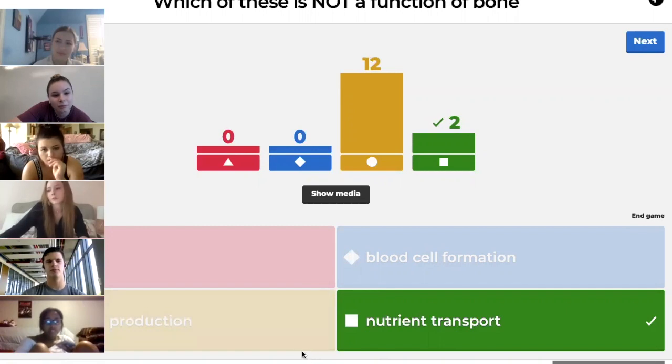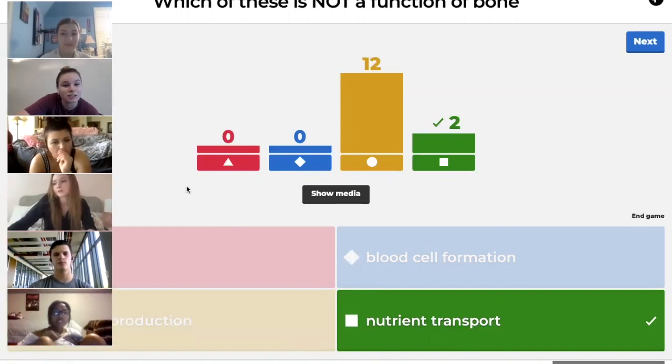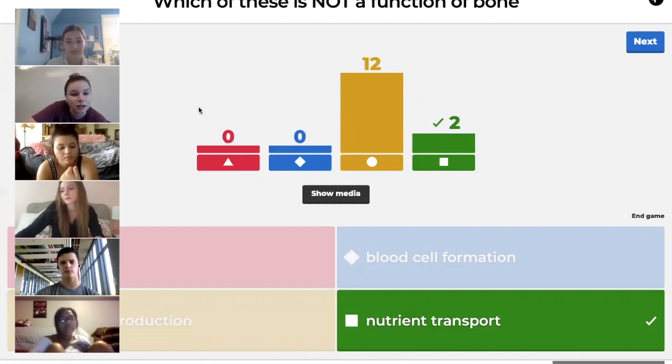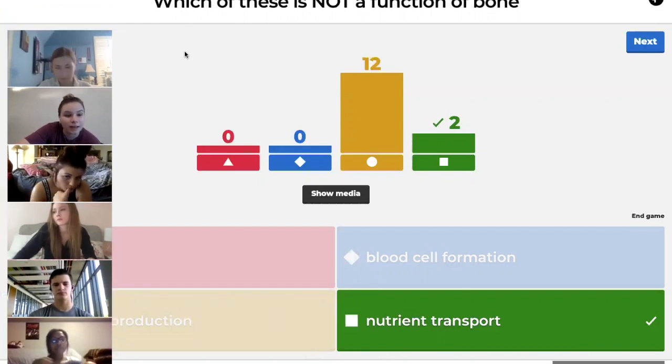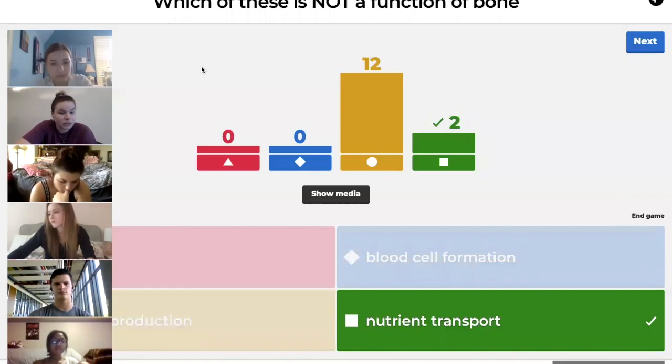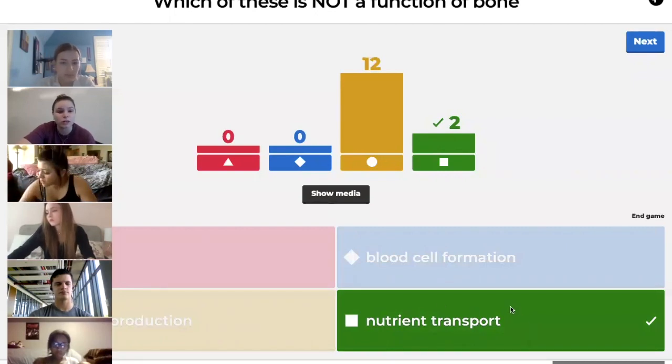Parathyroid hormone. Parathyroid hormone and calcitonin. So I think that might have been the first session we did, or the second session. There is a video on those, okay? Calcitonin and parathyroid hormone regulate the amount of calcium in your blood. The nutrient transport is done by the blood, right? Not by the bone. Okay, so your bones do produce hormones.